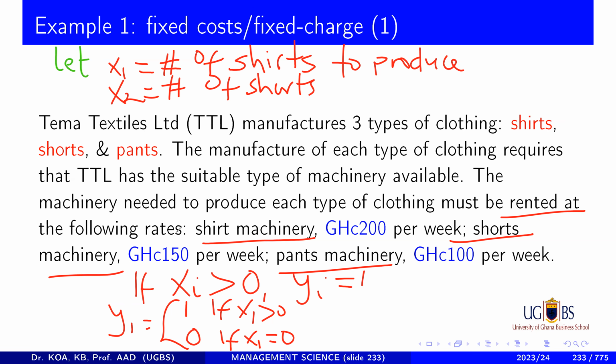And why didn't I call it X's? It's not X's because I don't even know the number of them. Remember the X's, I'm going to know the number of them. But these ones, it is either they are there or they are not there. We are not interested in the number of how many machinery, because all we need is one machinery. One machinery can produce a lot of clothing type. That's all.